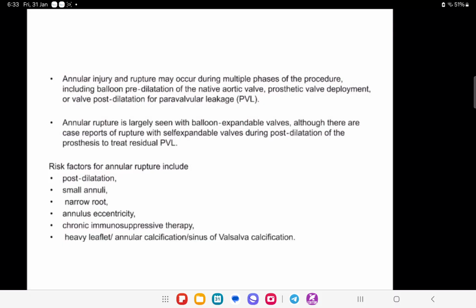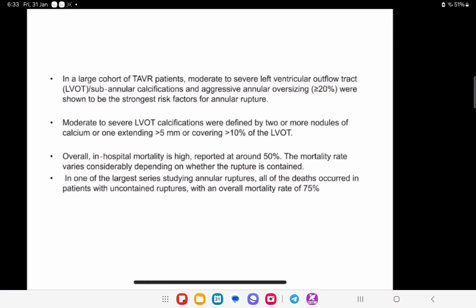Risk factors for annular rupture include post-dilatation, smaller annuli, narrow root, annulus eccentricity, chronic immunosuppressive therapy, heavy leaflet or annular calcifications, or sinus of Valsalva calcifications. In a large cohort of TAVR patients, moderate to severe left ventricular outflow tract or subannular calcifications and aggressive annular oversizing of more than 20% were shown to be the strongest risk factors for annular rupture. Moderate to severe left ventricular outflow tract calcifications were defined by 2 or more nodules of calcium, or one extending more than 5 mm or covering more than 10% of the left ventricular outflow tract.